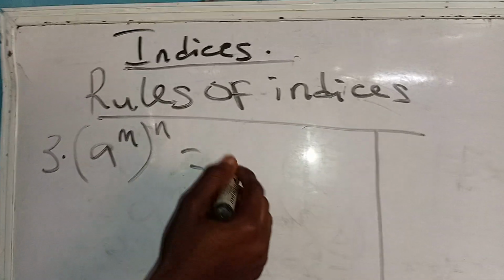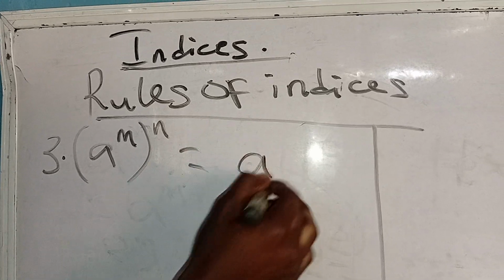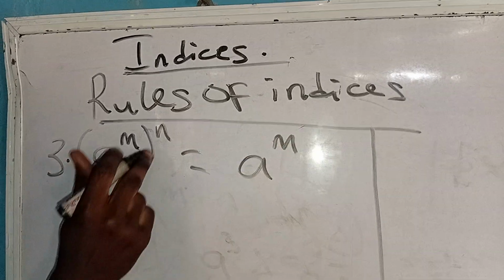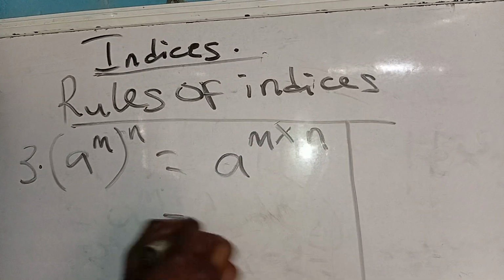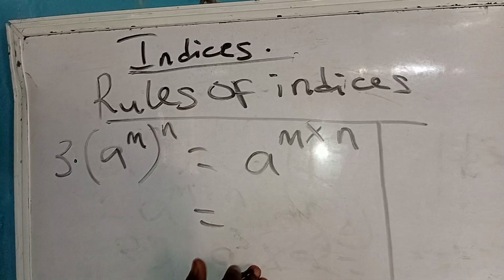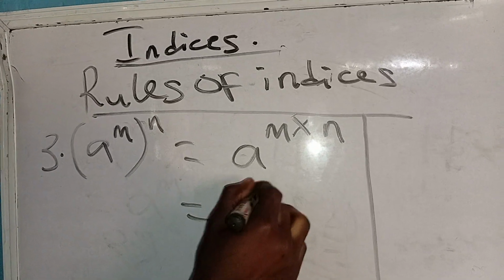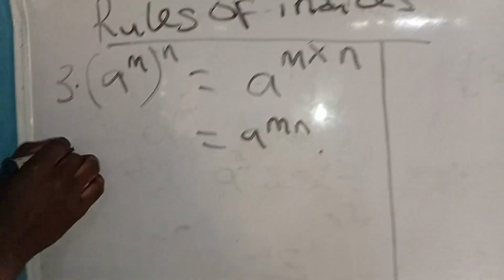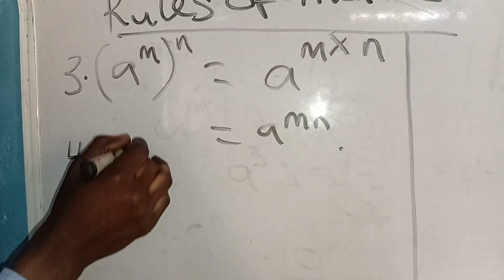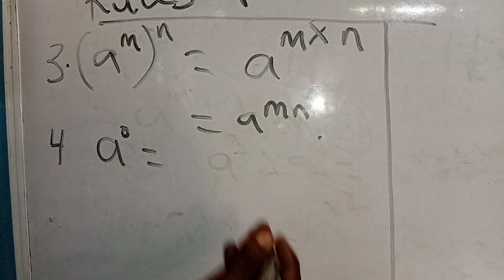So that means we are going to add this to get a raised to power m, and this bracket here will change to times n. So if you are multiplying these two together, you are going to add this to get a raised to power mn. So that is the third law. The fourth law is a raised to power zero. That is what we call the zero law.